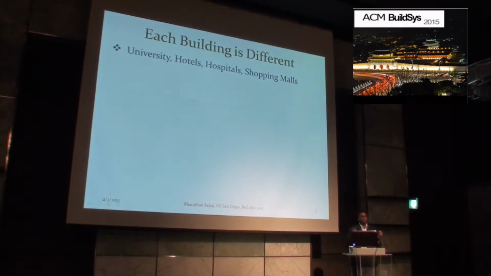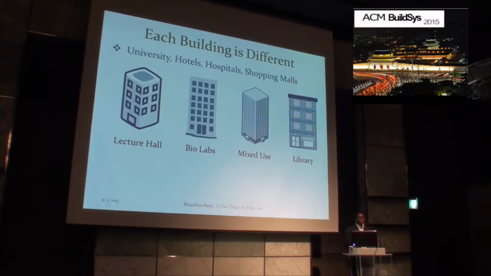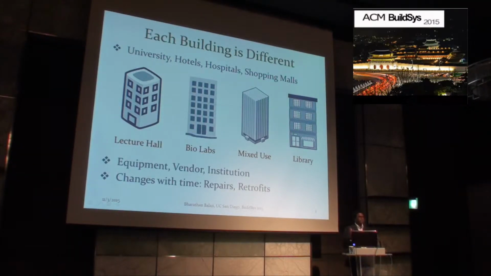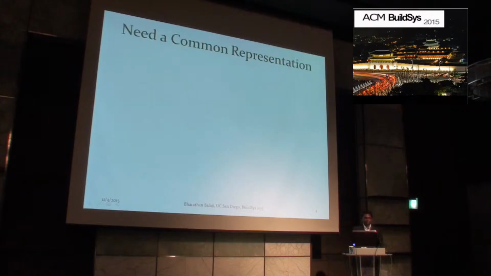We saw when the keynote talked that the heterogeneity of buildings is really hard to deal with. A university building is very different from a shopping mall. And even within a university, there are many different kinds of buildings, from lecture halls to libraries. These buildings have different equipment, vendors, and institutions, and as we saw in the previous talk, there's a lot of opportunity because of how these buildings behave. So we need a common representation.